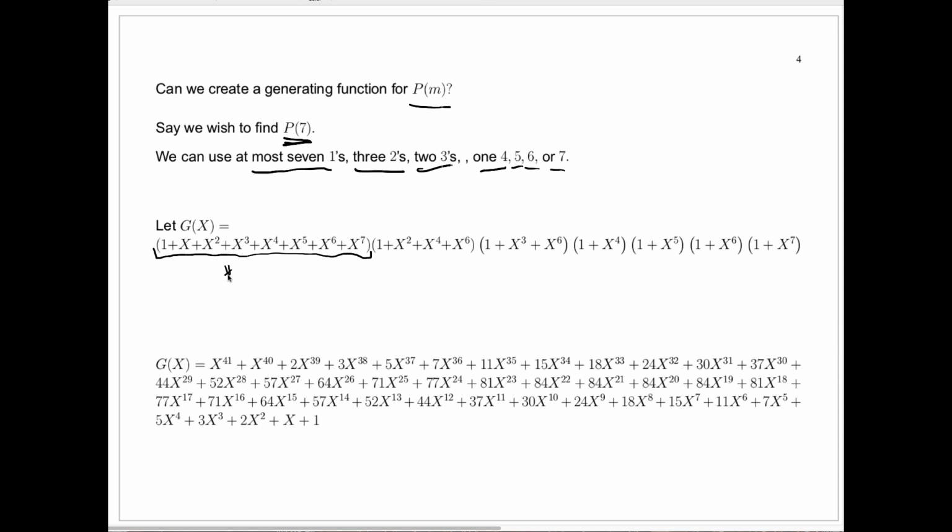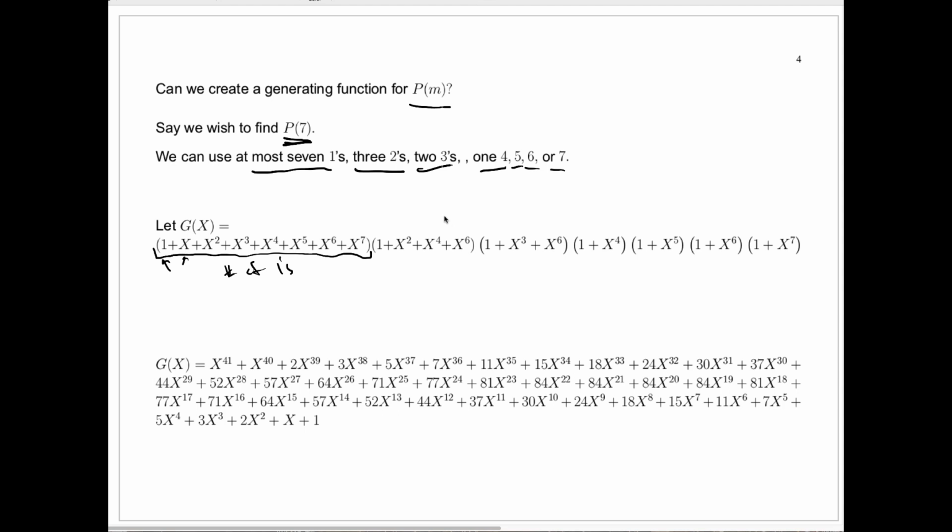This will represent the number of ones. And when I choose how many ones, the 1 here would represent 0 ones, the x would represent 1 one, x squared would represent 2 ones, up to x to the 7th which would represent 7 ones. The power on the x will represent the total contribution from the ones. In this case, it's just the number of ones.